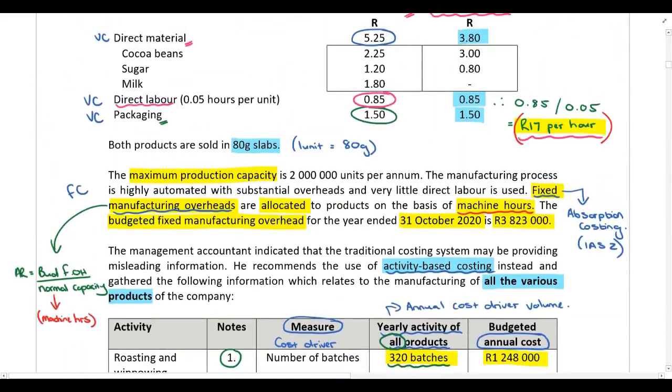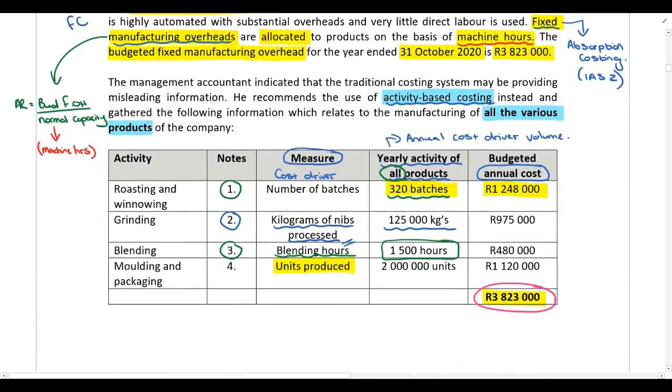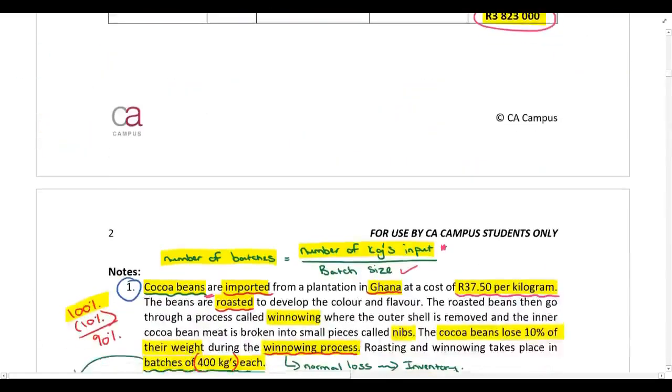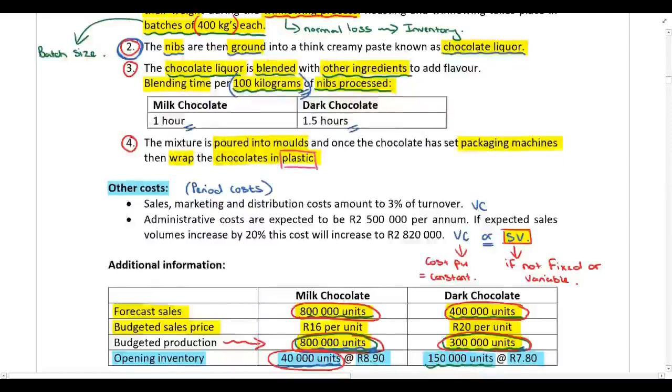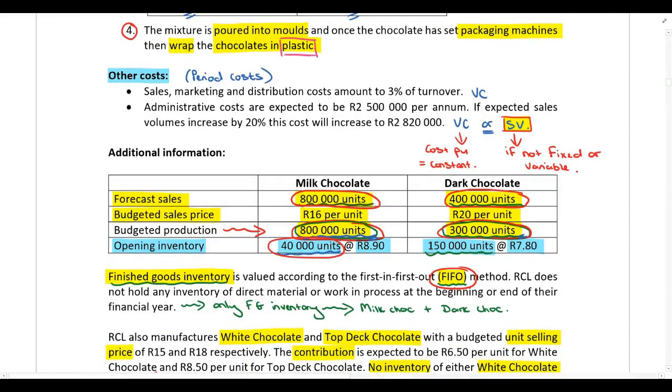We looked at all of the direct costs associated to producing milk chocolates. We discussed the fixed manufacturing costs. Remember, only the incremental portion of 20,000 Rand is relevant. However, we have not yet discussed these period costs.